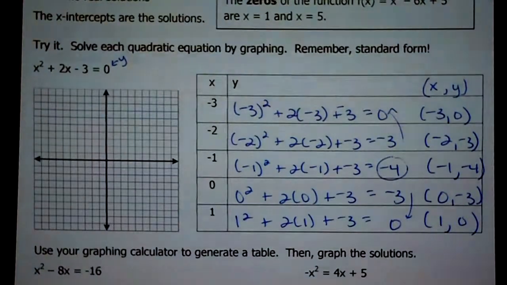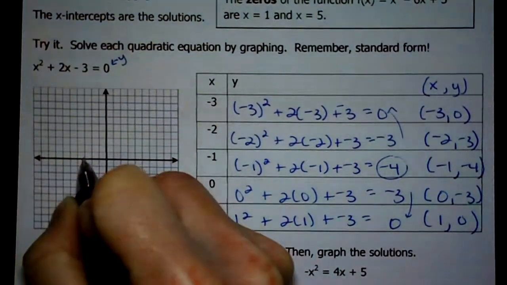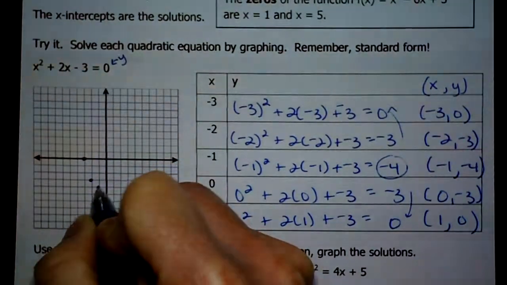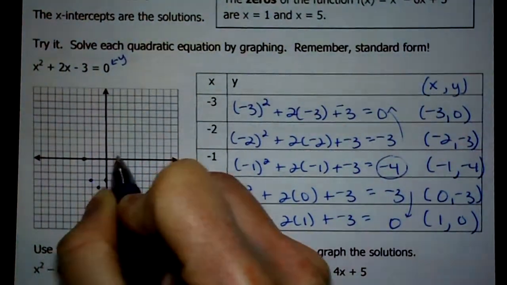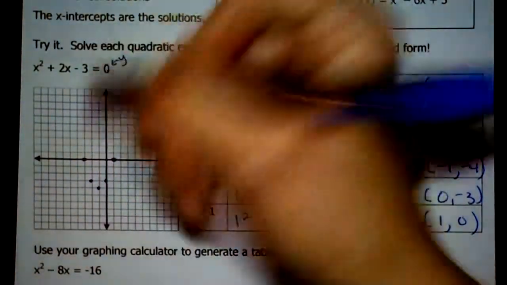And when you're trying to graph it, you basically want the vertex, and I would suggest having 2 points on either side for 5 points total. That gives you a nice shape of the graph. So let's plot these points. I have negative 3, 0, negative 2, negative 3, negative 1, negative 4, 0, negative 3, and 1, 0. All right, this is the hard part for me.